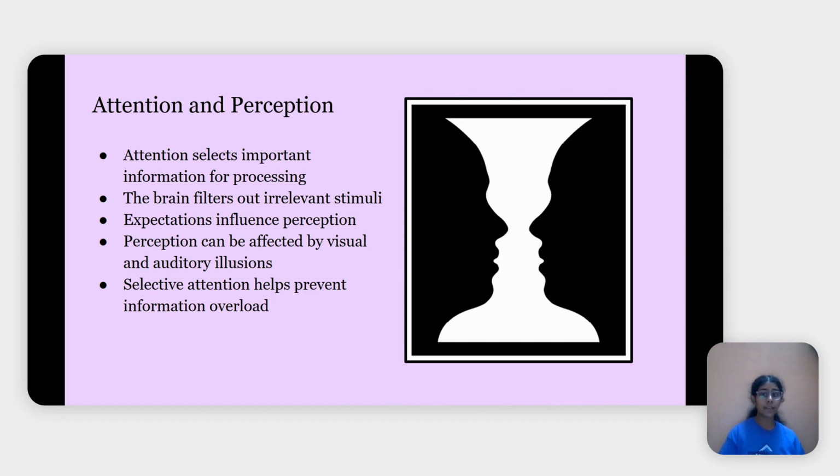Perception can also be affected by visual and auditory illusions like the one shown on the side. Selective attention for optical illusions and the like helps prevent information overload. That's why in optical or auditory illusions, people will hear one thing over another, or before something else.